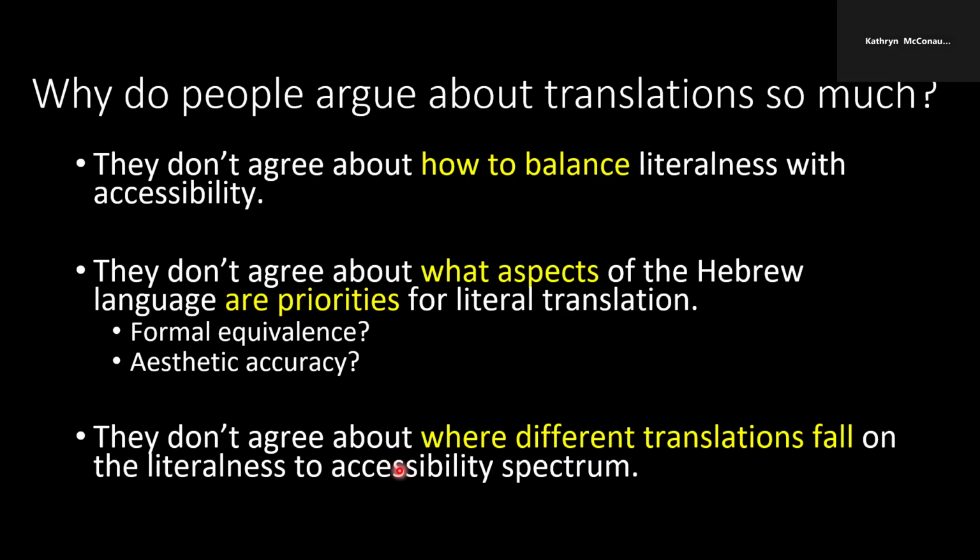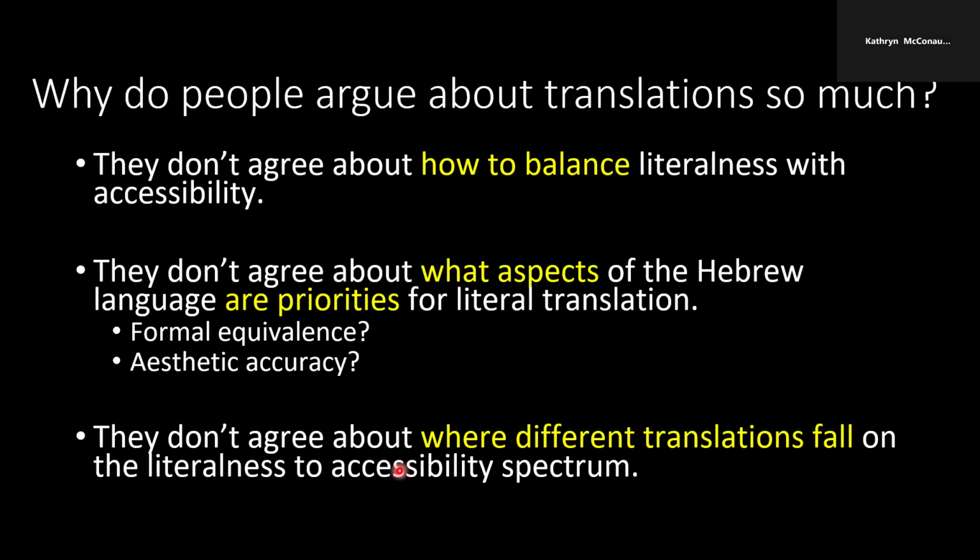People also don't tend to understand this issue and agree on where different translations fall on the literalness to accessibility spectrum. They often will be like, oh, my favored translation is a very formal equivalence translation, so anything that's not super formal equivalence is basically a paraphrase. That's what you'll hear people essentially say. But this isn't true at all.